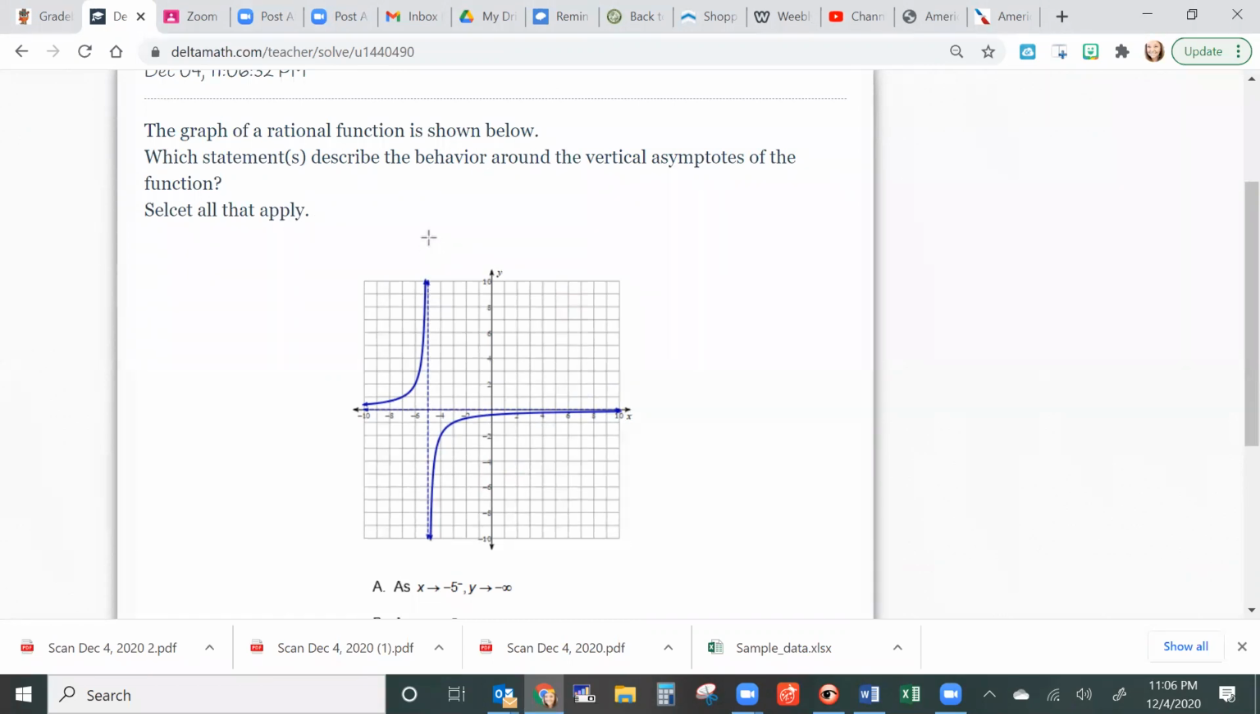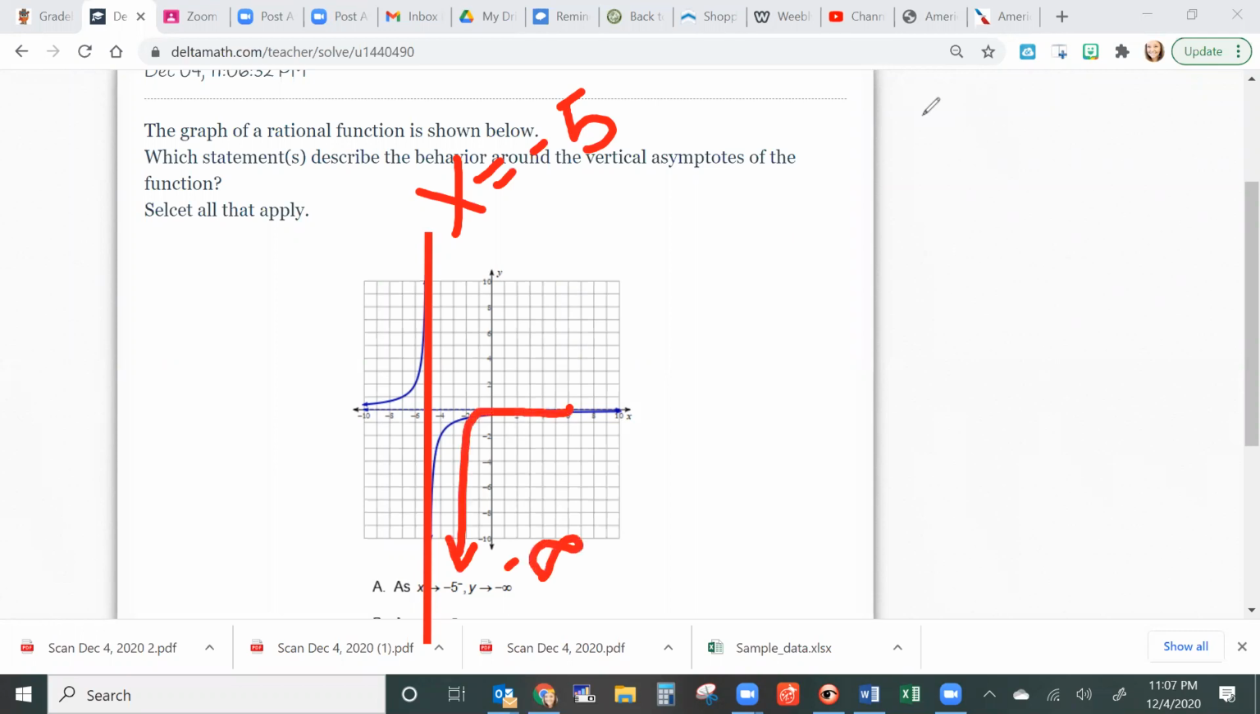Well, we should know that the vertical asymptote is going to be this line right here. That's straight up and down because it's vertical. So the first thing I'm going to do is label it. That's going to be x equals -5. As I approach my asymptote from this side, I can see that it's aimed down towards -infinity. But as I approach from this side, I can see that it's pointed up towards +infinity.